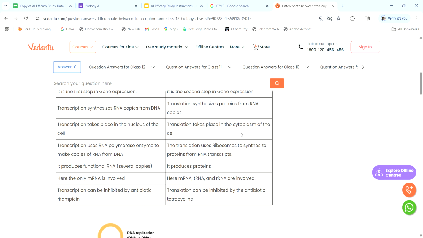Transcription uses the RNA polymerase enzyme to make copies of RNA from DNA. Translation uses the ribosome to synthesize protein from the RNA transcript. Transcription produces functional RNA and translation produces protein. In transcription only mRNA is involved, and in translation mRNA, tRNA, and rRNA are involved. Transcription can be inhibited by the antibiotic rifampicin. Translation can be inhibited by the antibiotic tetracycline.